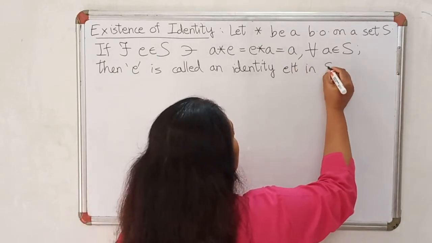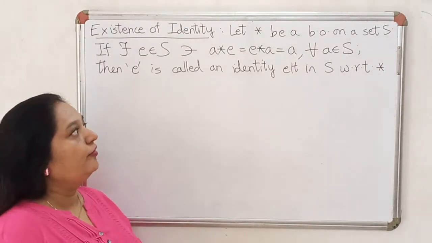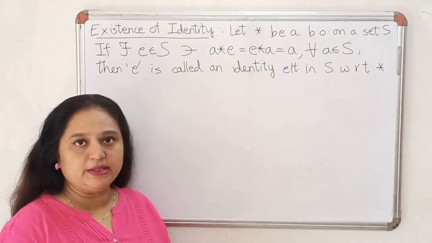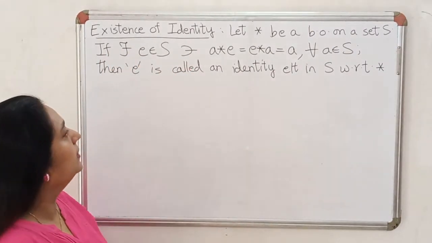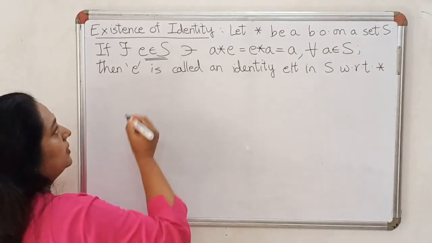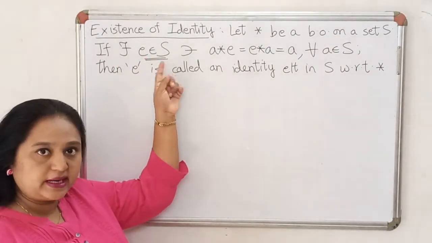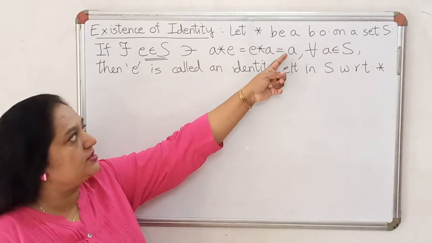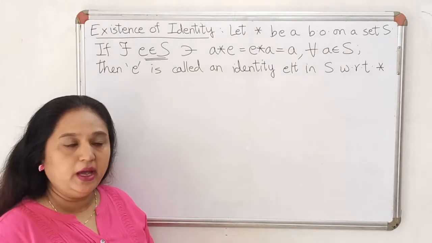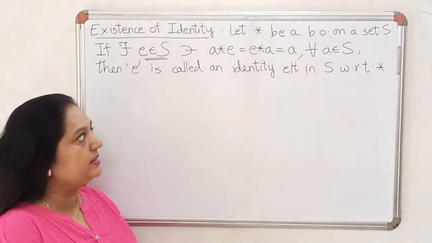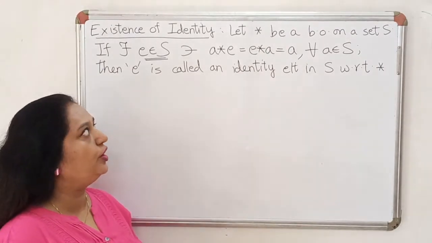in S with respect to the operation star. So firstly, there is no guarantee that there will be such an element. So if there exists an element like that, it should importantly be inside S. So if there is an element E lying inside the set for which both equations are satisfied, A star E should give you A, E star A should also give you A, and this should happen for all elements in S, then E will be called an identity in S with respect to the operation star.